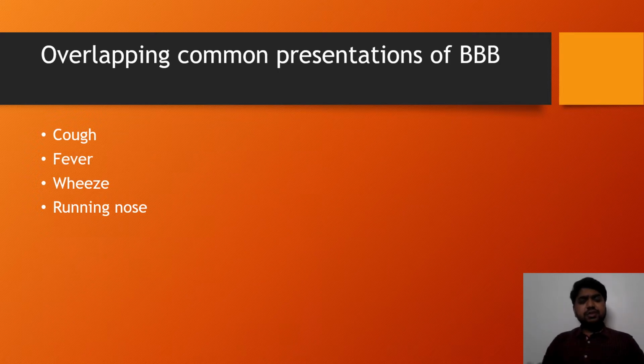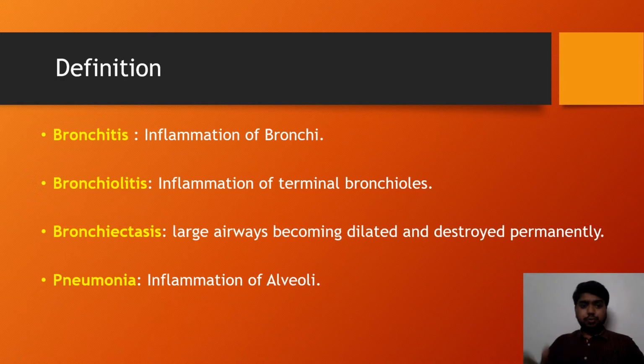So all of these syndromes, or this clinical spectrum, have overlapping common presentations. The overlapping common presentations are usually cough, fever, wheezing, running nose. So like general coryza, any viral prodrome, which has fever, cough, and when you auscultate you get some wheeze on the chest, and they have some running nose. These are the common presentations.